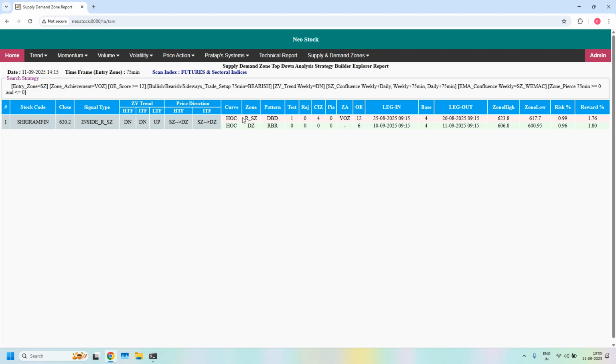So it is filtered. That way this stock has more high probability to get success, provided less than 20 checklist items are satisfied. Otherwise higher chances of zone violation.